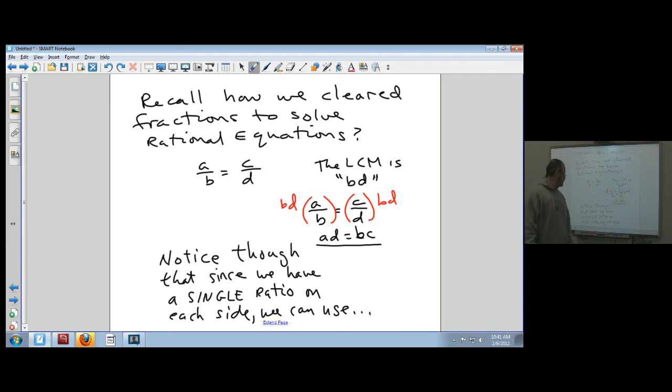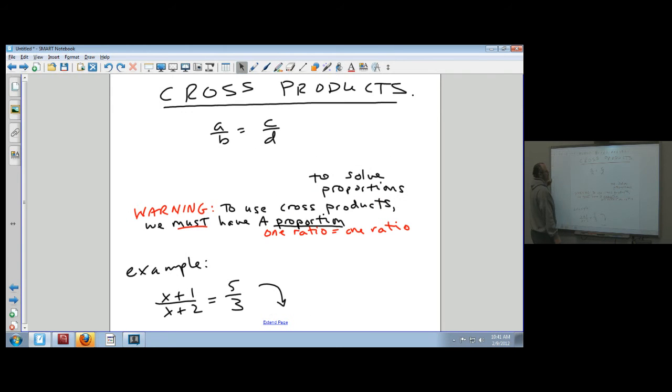Now notice, though, that since we have a single ratio in each side, we can use a little bit of something different. What is that something different that we can use? We can use what's called cross products. Now let's explore cross products.